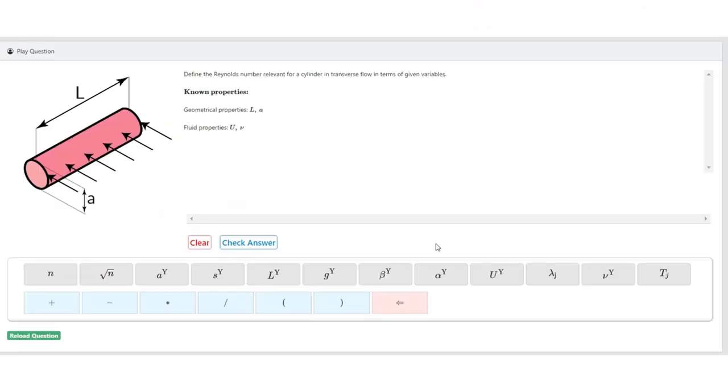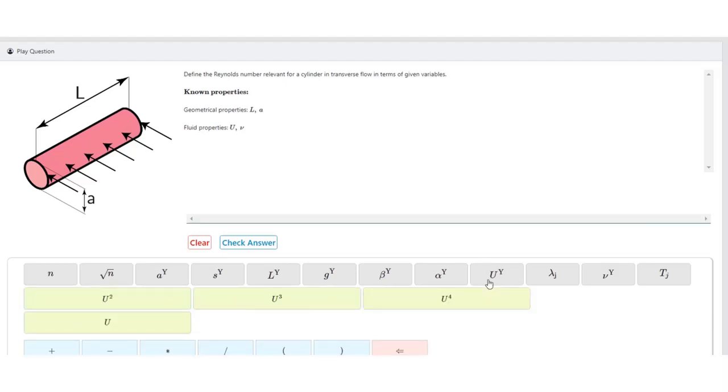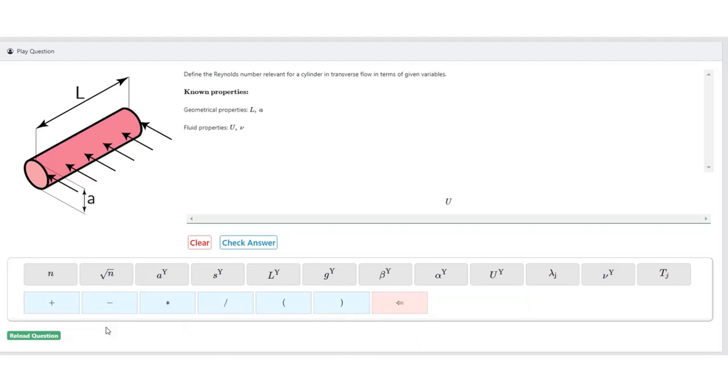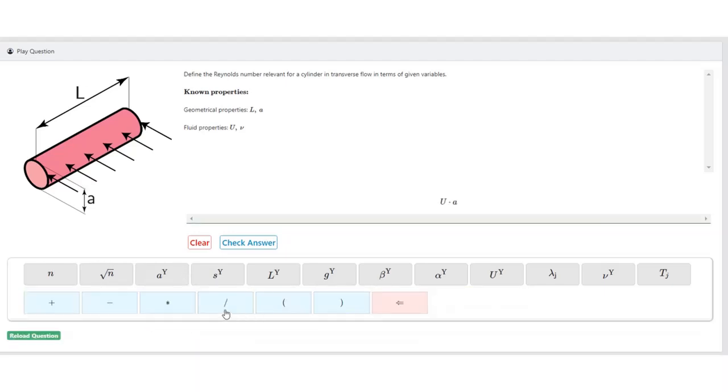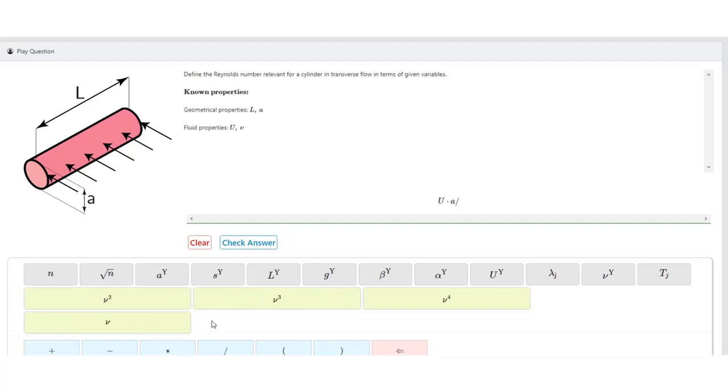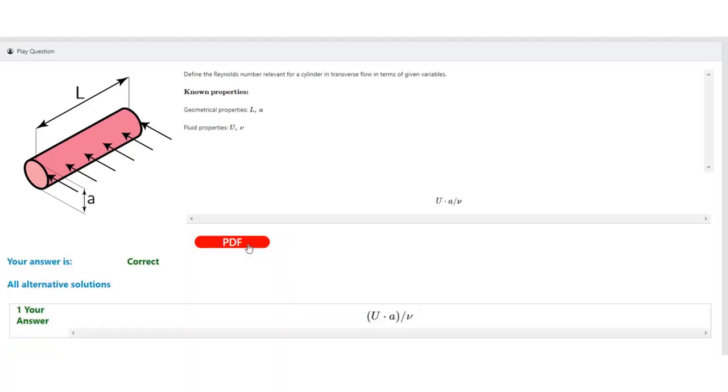And then we have the keyword questions. For this question, we have to give an expression for the Reynolds number by use of the keyboard. So let's do this. As you can see, some of the keys contain another set of keys to give the power of that specific variable. We can use the bracket key to define the denominator. So our answer is correct, and again, a PDF solution is attached where you can find an explanation on why this is the answer.